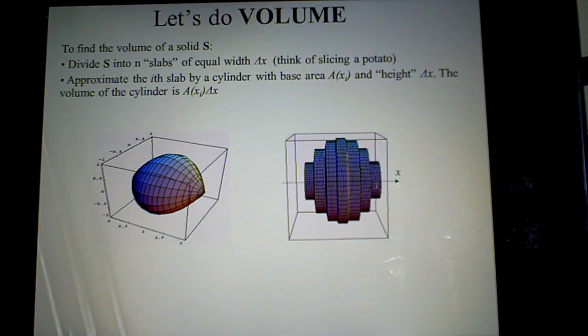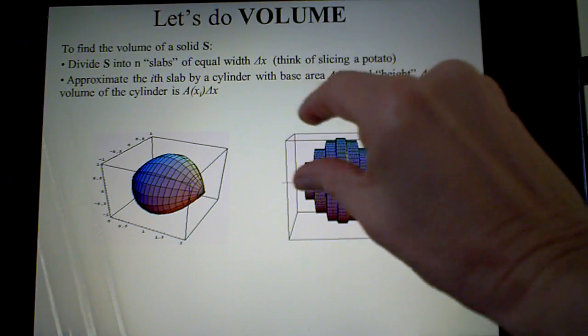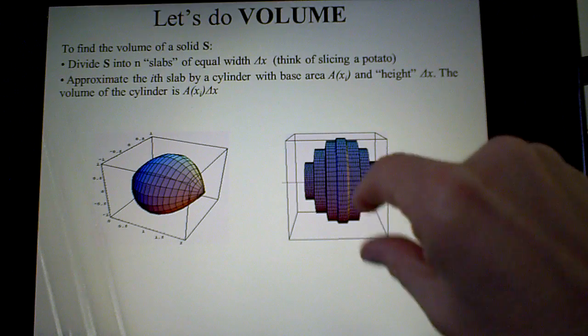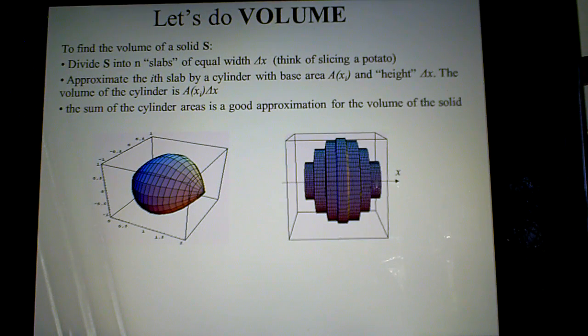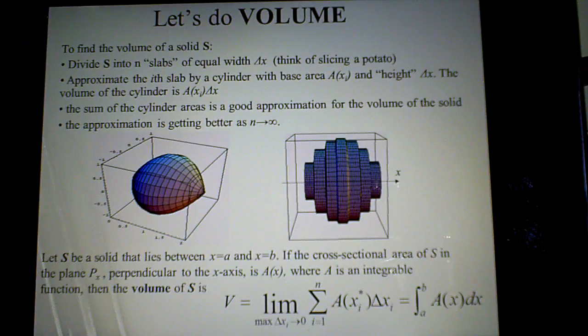So each one of these little things, an eighth slab of a cylinder, if you plop it down, is like a fat cylinder. And then if you stack those cylinders on top of one another, you can approximate the volume. And of course, if you sum all the areas of those cylinders, you get a good approximation for the volume. And as the number of slices that you make approaches infinity, the better your approximation is going to get.